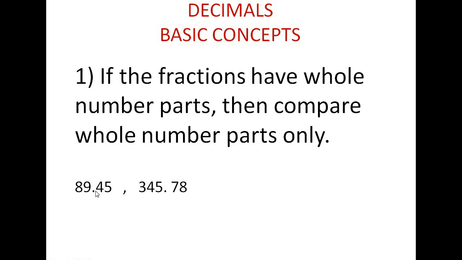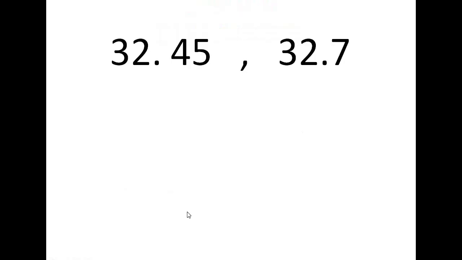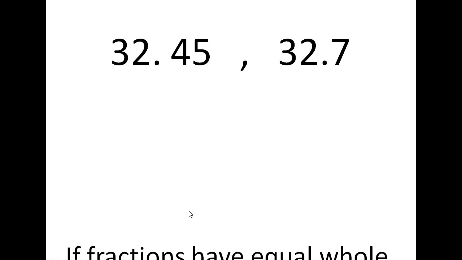So if any number has a whole number part, you have to compare the whole number parts first. Don't look only at the decimal part. So here 89 and 345 will be compared. 345 is greater than 89. So 345 and 78/100th is greater than 89 and 45/100th. This is the first concept, children. Let us move to the second concept.